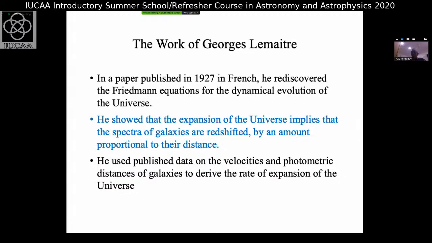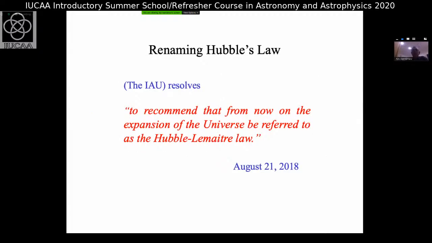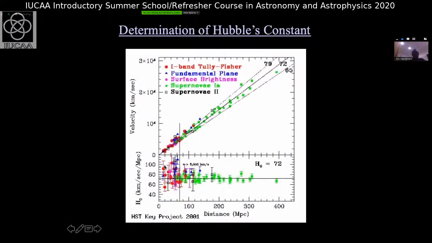But in spite of all that, he has got his due in recent times. At the General Assembly in Vienna in 2018, the IAU resolved to recommend that from now on, the expansion of the universe be referred to as the Hubble-Lemaitre law. It's very nice to understand these historical things. You must not lose their perspective.